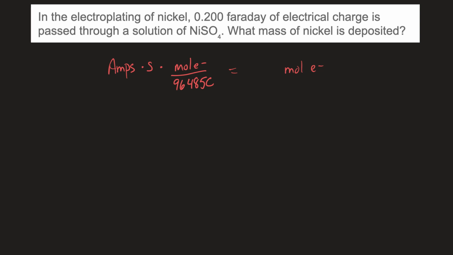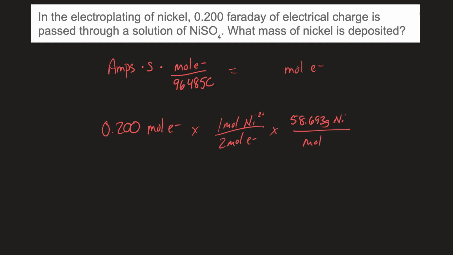So in this Chem 101 problem, we've got 0.200 moles of electrons times 1 mole of nickel for every 2 moles of electrons, times 58.693 grams of nickel per mole of nickel. All right, and going back through, our units cancel, and that will give us our answer in grams of nickel.